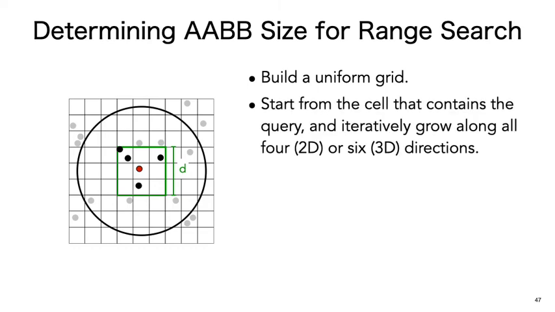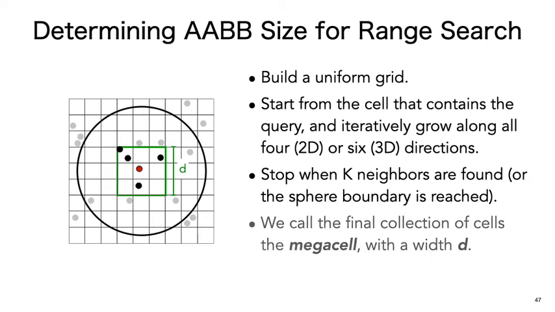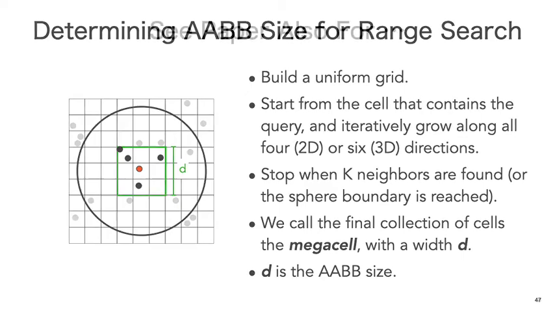So we start from the cell that contains the query and iteratively grow along all 4 directions in the case of 2D search, or 6 directions in the case of 3D search, and we stop when k neighbors are found, or when the sphere boundary is reached. And so we call the final collection of cells the mega cell, and the mega cell in this case has a width D. And D is naturally the AABB size.